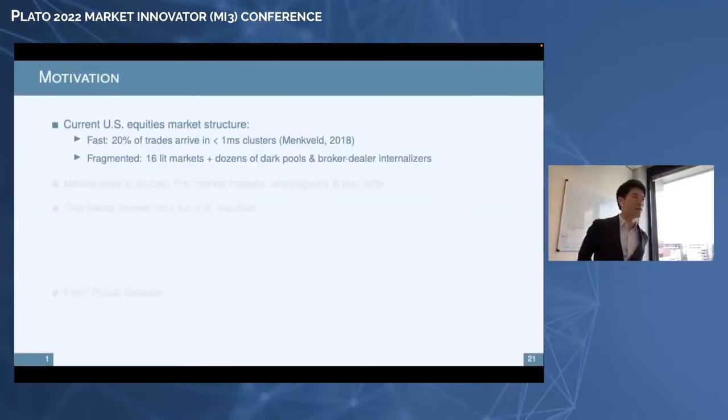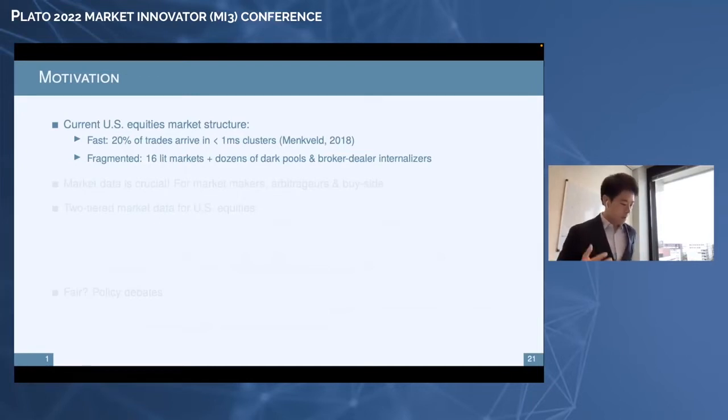We know that in the current US equities market, there are two very salient features. First, the market is fast. If you look at the paper of Menkveld 2018, he shows 20% of the trades arrive in less than 1 millisecond clusters. And the second feature is the market is very fragmented. In the US equities market, we now have 16 lit markets or national exchanges, plus dozens of dark pools, broker-dealer internalizers, or wholesalers.